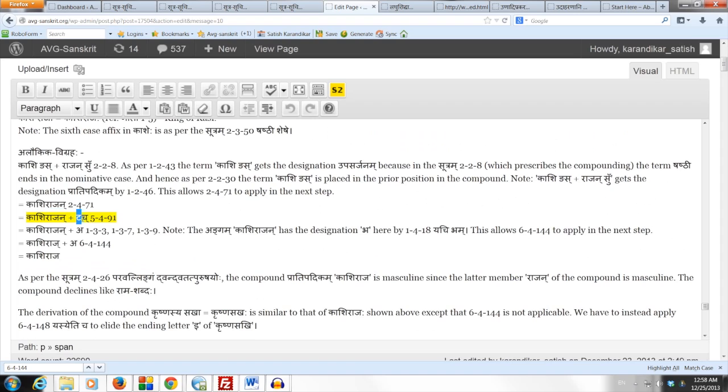Remove the it letters. The beginning letter cu gets the it-samjna by 1-3-7 cuṭū, and the ending letter cha gets the it-samjna by 1-3-3 halantyam, and both of them take lopa by 1-3-9 tasya lopaḥ. Now we have Kāśi Rajan a. Now the anga Kāśi Rajan has the designation bha here by the Sutram 1-4-18 Yaci Bham. This allows us to apply 6-4-144 in the next step.